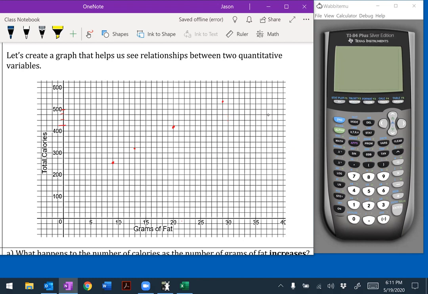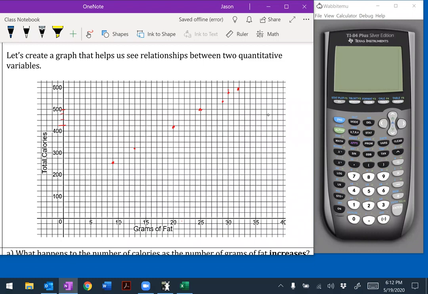Oh, oops, that should be higher. 550 is here and 560 right above it. Okay, what else are we getting? 34 grams, 590 calories. I think that's the largest one that we have. Okay, crispy chicken, 25 grams and 500 calories, about right there.